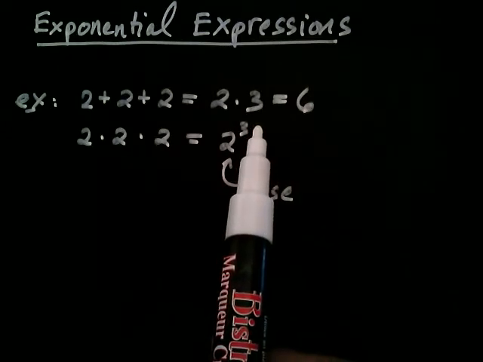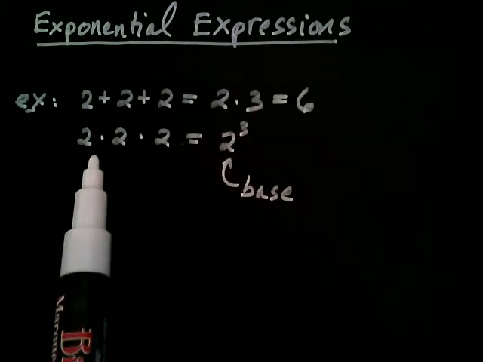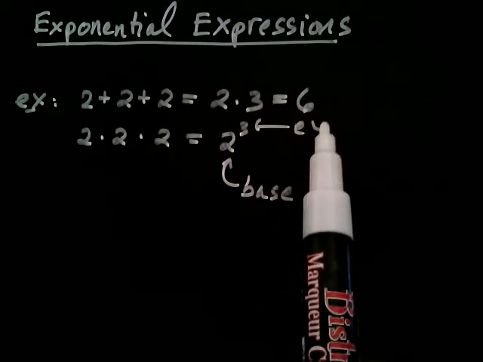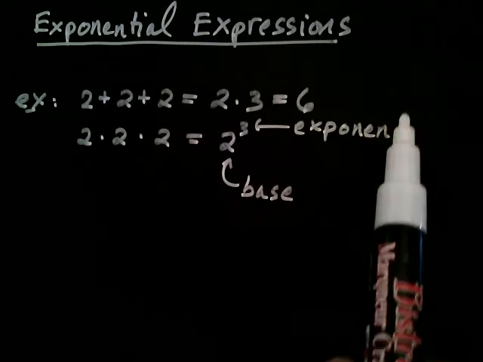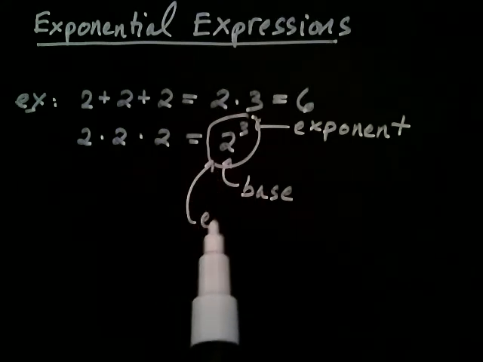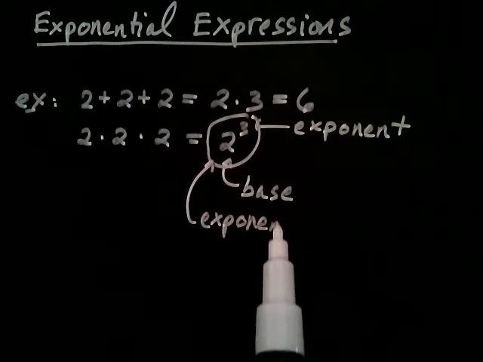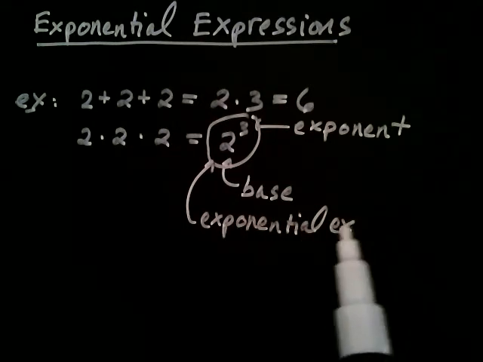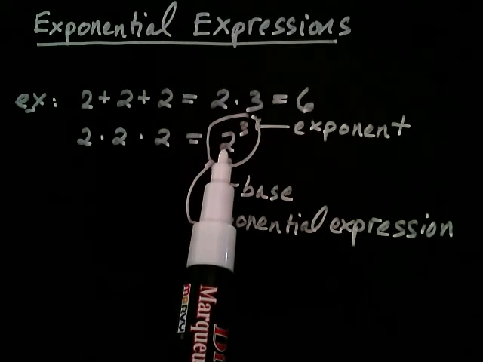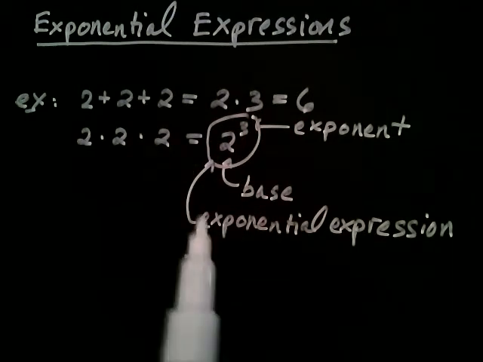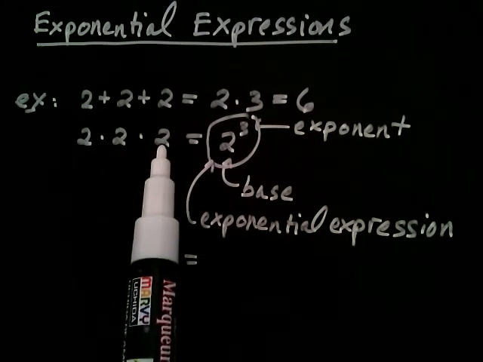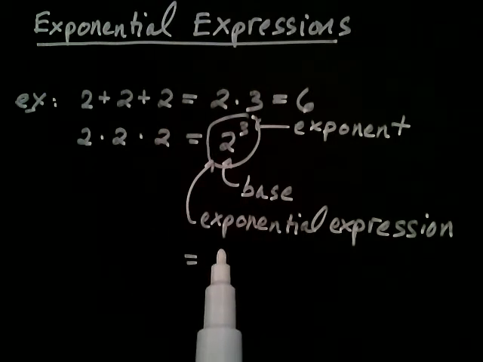And the number that's up here represents the number of times, in this case, that you're multiplying 2 by itself, so multiplying 2 by itself 3 times, that number is called the exponent. And the whole thing, everything, is called an exponential expression. So every exponential expression has a base and it also has an exponent. Well, in this case we know that 2 times 2 times 2 is equal to, well, 2 times 2 is 4, and 4 times 2 is 8. So 2 to the third is equal to 8.